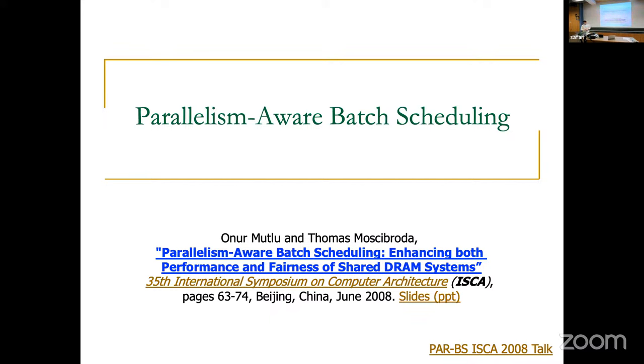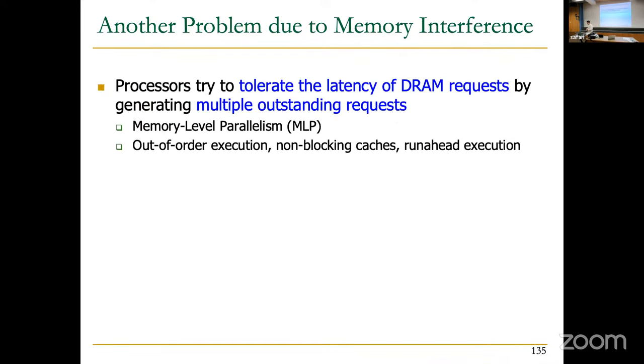Okay. The next one is parallelism-aware batch scheduling. So here, there's another problem due to memory interference, but it manifests in a different way. This is relating to that weakness of the prior work that doesn't handle all sorts of interference. Like, this is a new sort of interference.